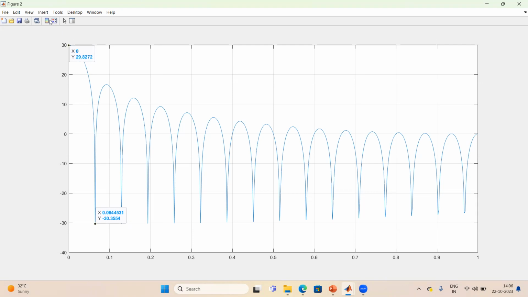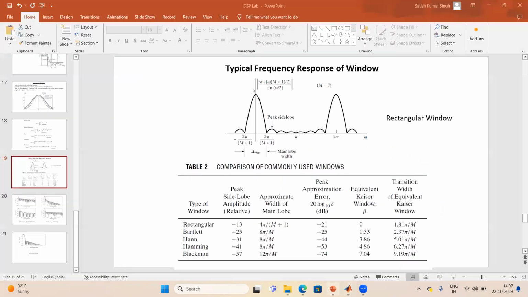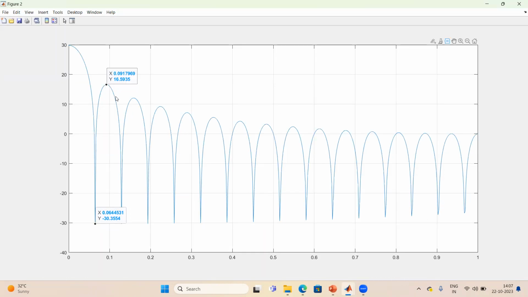Now again, you can take this particular magnitude. If you take the magnitude of the side lobe, here you can observe it is around 16.6 dB. If you subtract 29.8 minus 16.6, it is relatively lower than this particular magnitude by minus 13 dB. The same thing is written here: it is minus 13 dB. This way we are able to observe this particular frequency response curve. There are two things we have to observe in all the different cases.